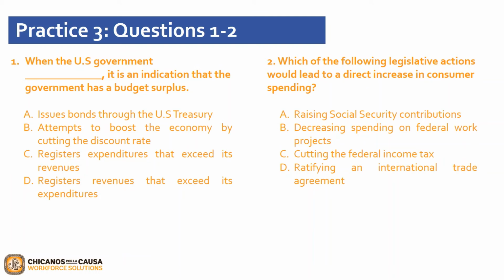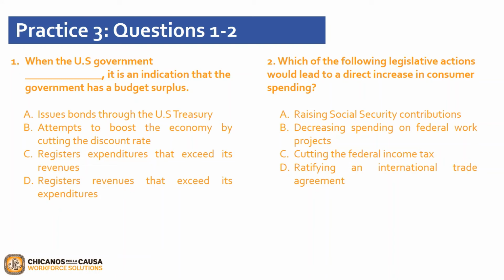When the U.S. government blank, it is an indication that the government has a budget surplus. Let's look at our options. A, issues bonds through the United States Treasury. B, attempts to boost the economy by cutting the discount rate. C, registers expenditures that exceed its revenues. D, registers revenues that exceed its expenditures.